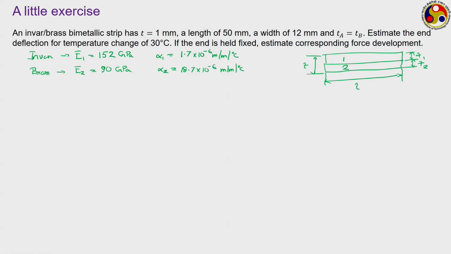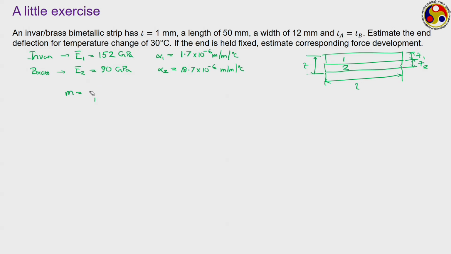Now, we have to estimate the end deflection for a temperature rise change of 30 degree Celsius, and if the end is held fixed, estimate corresponding force development. So, that is the second part. We shall be coming back to that after calculating the first part. So, just try to remember the relation of radius of curvature for a bimetallic strip that I have given in the previous lecture.